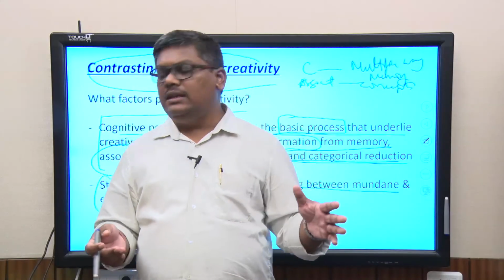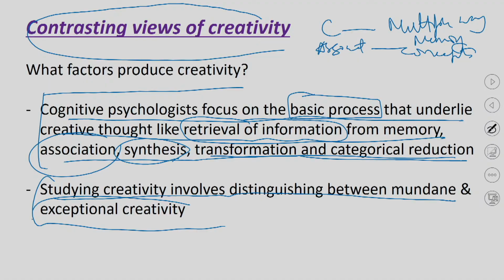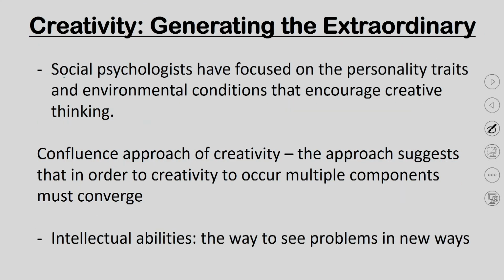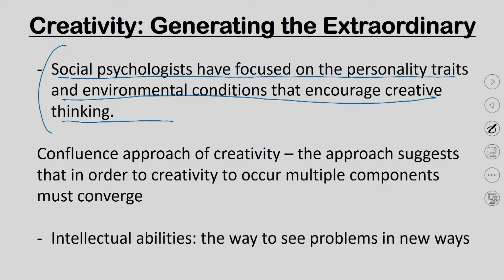The other form of creativity is called exceptional creativity, which gives a novel solution which has not been thought of, a novel solution which works, and a novel solution which is out of the box. So, no theory exists and a way of solving a problem comes in. That is called exceptional creativity. Social psychologists have focused on personality traits and environmental conditions that encourage creative thinking. So, social psychologists believe that certain personality types and certain environmental conditions are related to creativity or creative solutions.